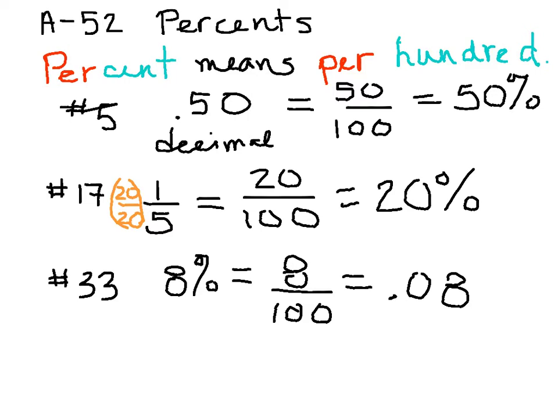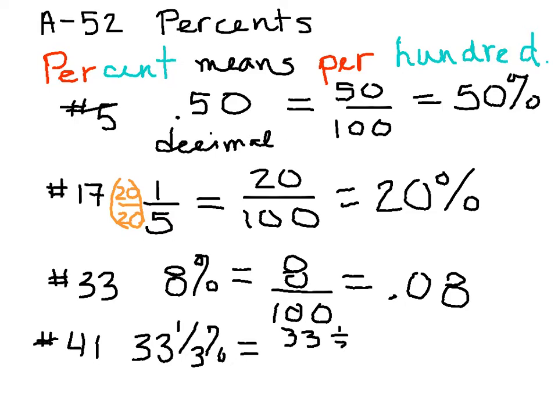Okay, let's do one more from your homework. I'm going to do number 41. Number 41 says that I have 33 1/3 percent, and I want to write that as a fraction. So this tells me I have 33 1/3 out of 100, because that's a percent. Well, that works out to be exactly 1/3. All right, so there you go.